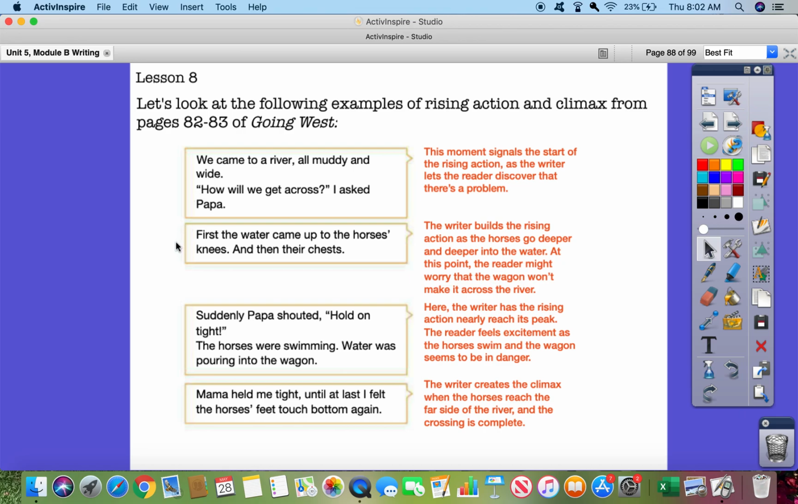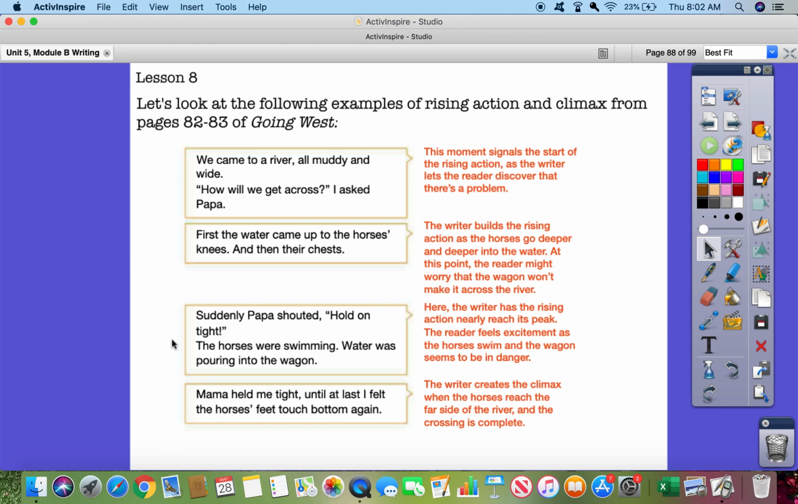Okay, next. "First, the water came up to the horses' knees and then their chests." The writer builds the rising action as the horses go deeper and deeper into the water. At this point, the reader might worry that the wagon won't make it across the river.